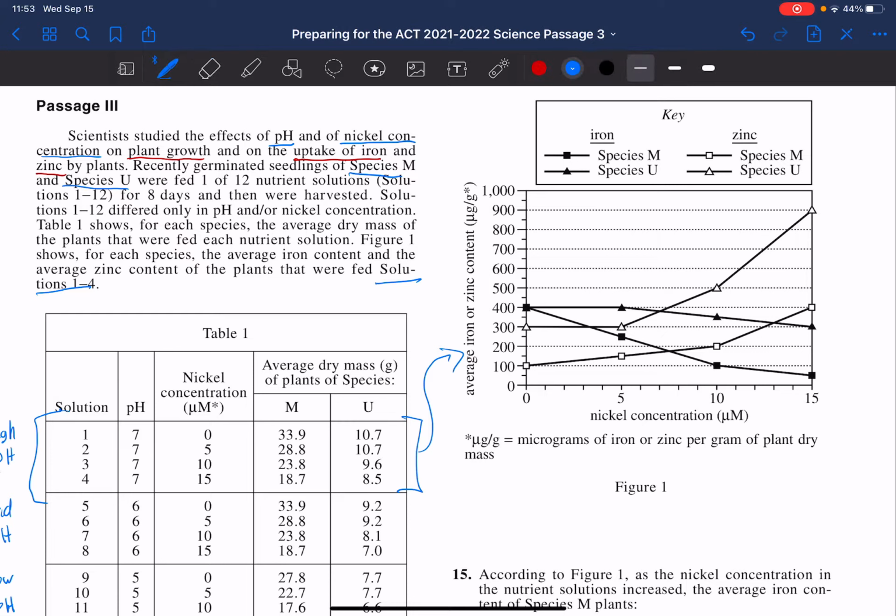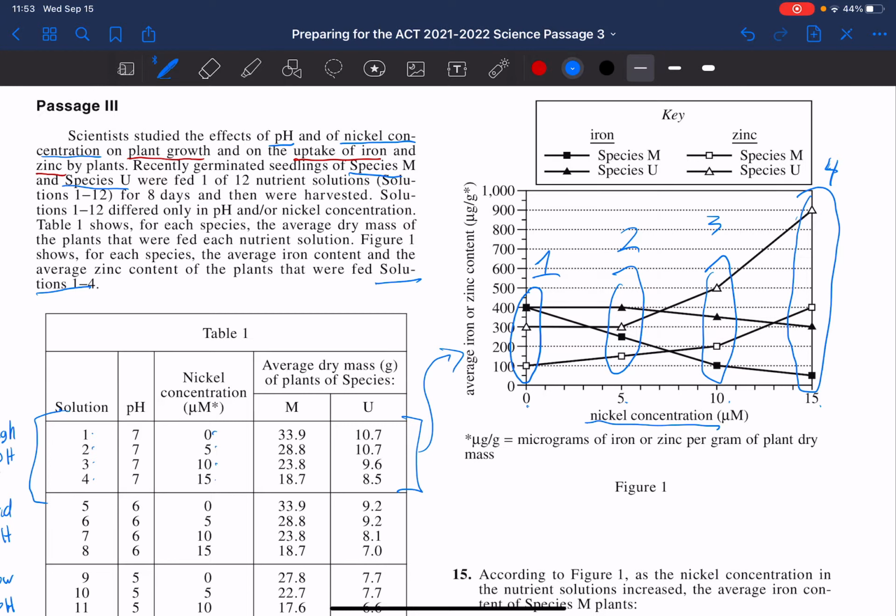And so if we look, what's the measurement on the x-axis, the nickel concentration? So we start at 0, and then go to 5, and then 10, and then 15. So if I look at that, well, here's 0, 5, 10, and 15. Those are solutions 1, 2, 3, and 4. So that right there, that's all solution 1. This right here is all solution 2. This right here is all solution 3. And this right here, this is all solution 4.